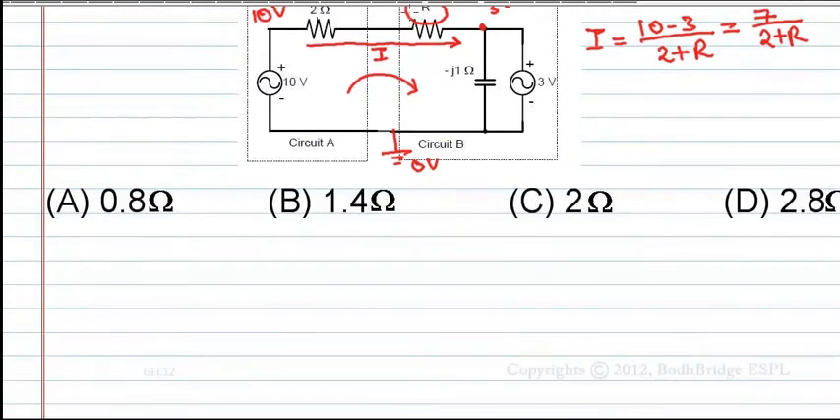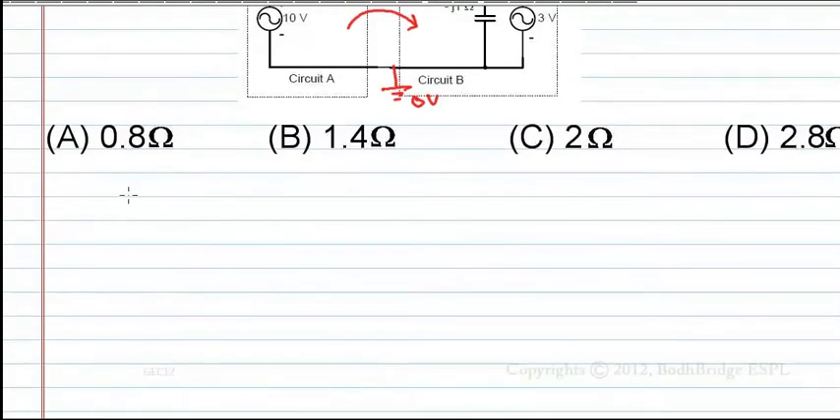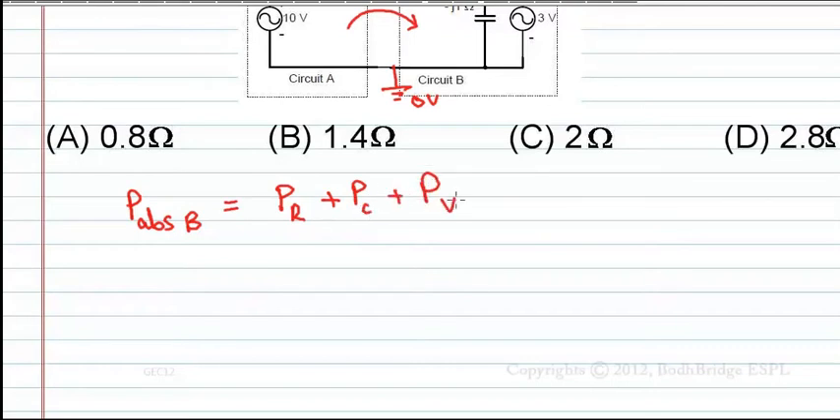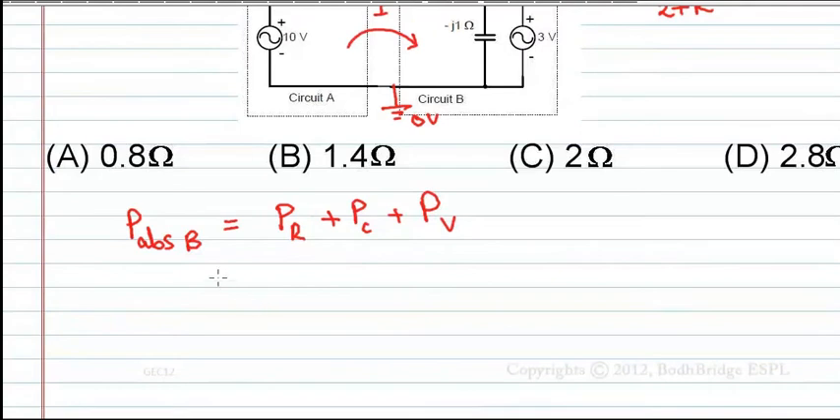Now, what is the power absorbed by the circuit B? That is power absorbed by R, power absorbed by capacitor plus power absorbed by the voltage source. Power absorbed by circuit B is equal to power absorbed by resistor plus power absorbed by capacitor plus power absorbed by voltage source. What is power absorbed by R? It is I square into R.